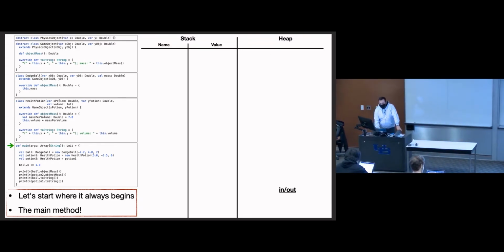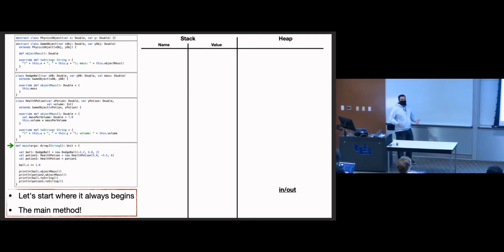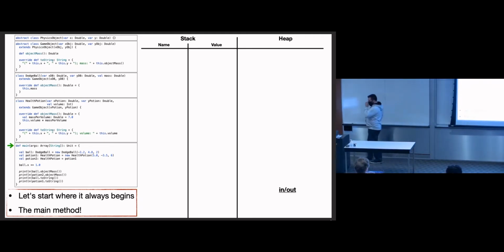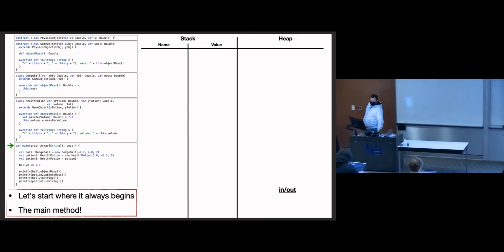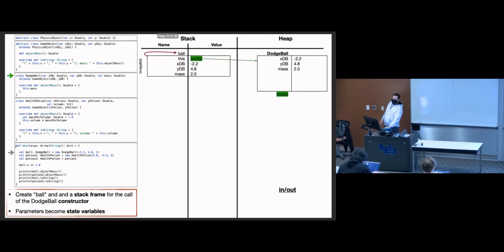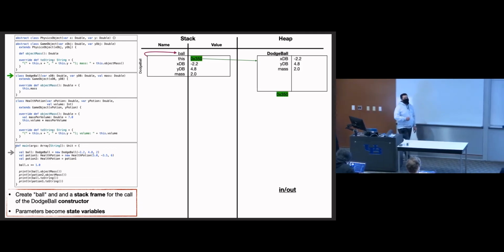So health potion is going to have an x and y location as two doubles, and then still have the volume. Dodgeball has x, y location, and mass. Game object has x, y location, and then physics vector x and y. And then I cut out some of the methods, again, so I don't have to do tiny, tiny font. So let's begin. We always start right at the main method. Let's go through this and see how inheritance affects our memory diagrams.